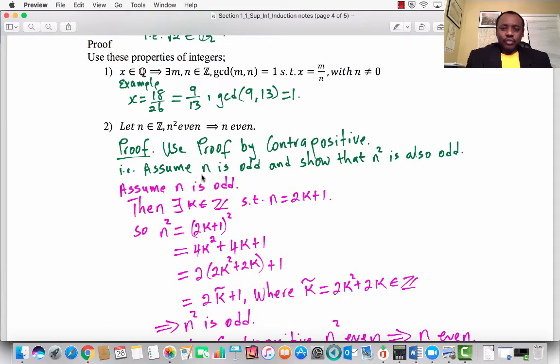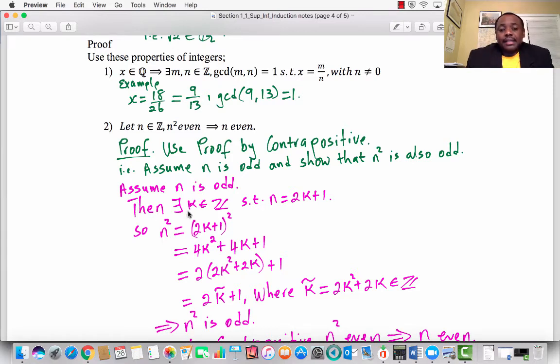I.e., we're going to assume that n is odd and then show that n squared is also odd. If you have forgotten proof by contradiction, proof by contrapositive, direct proofs, you should probably go back and review any text on elementary proof techniques. Now, assume n is odd.